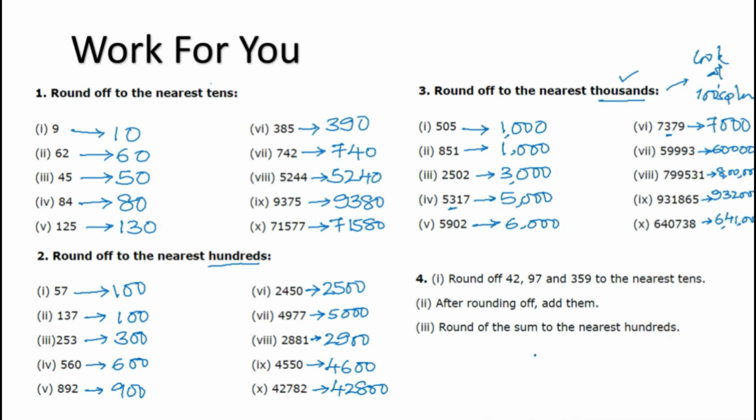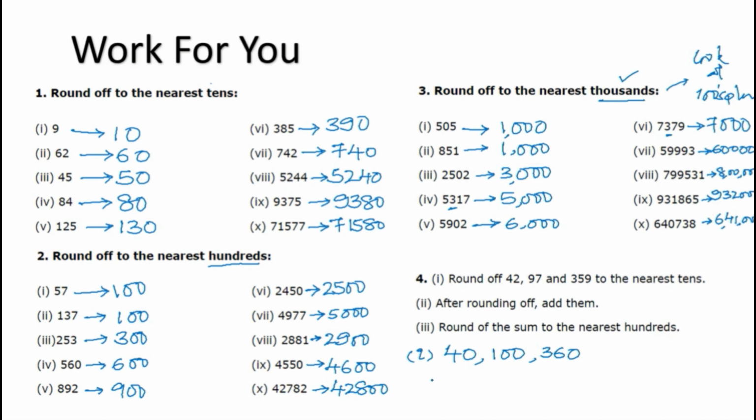Fourth question, round off 42, 97 and 359 to the nearest tens. After rounding off, add them. Round off the sum to the nearest hundreds. First question's answer, when you round off to nearest tens, 42 becomes 40, 97 becomes 100, and 359 becomes 360.